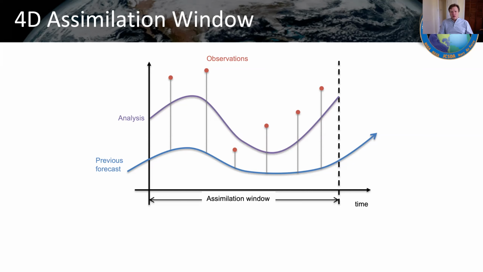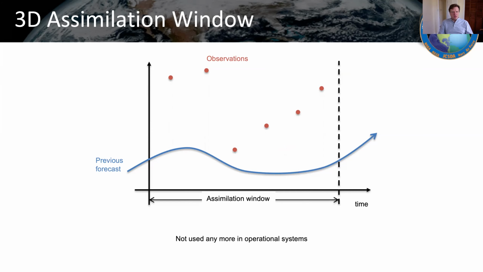So that can be a complex process, but that's really the idea here of how the assimilation works. Now, that's a 4D assimilation algorithm. So typically something like 4D-Var, 4D-En-Var would work like that.